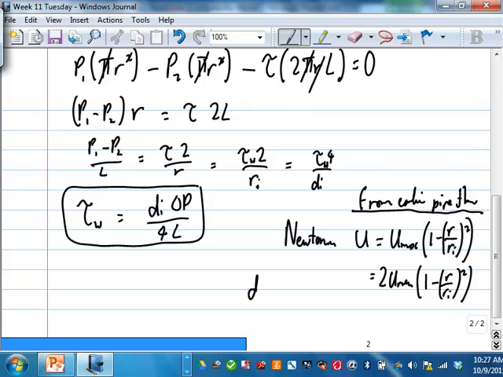So du on dr is equal to minus 4 U mean R on Ri squared. Is that okay so far? This is the derivative of U with respect to R. Ri is fixed, so that doesn't change. So with respect to R, R squared becomes 2R, giving 4 U mean R over Ri squared.